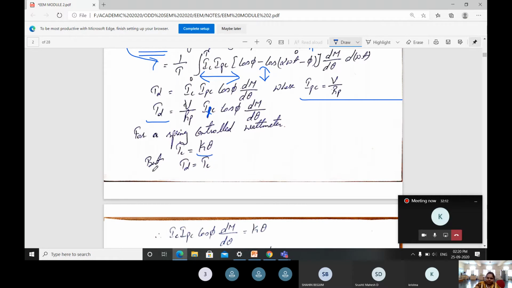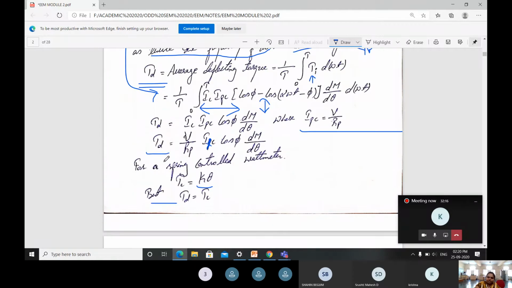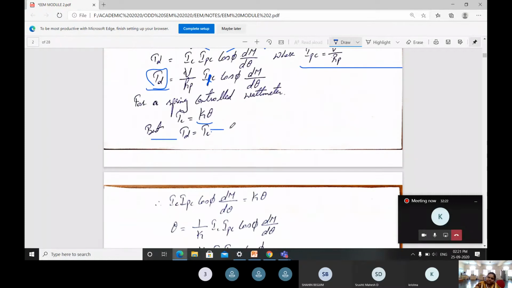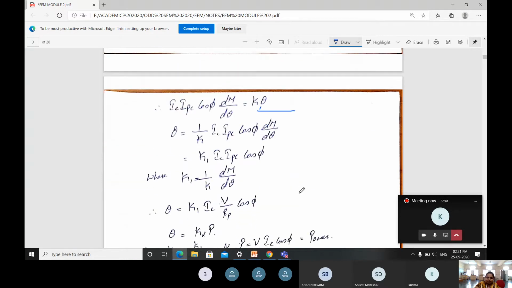Then TD is nothing but our TC. So instead of writing TD, I can write TC. That TC is nothing but what? K theta only. So directly, instead of TD, I can write K theta only. That's what I wrote here. That is IC, IPC, cos phi dM by d theta is nothing but our K theta.